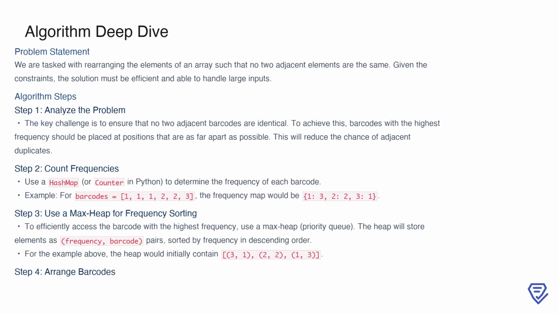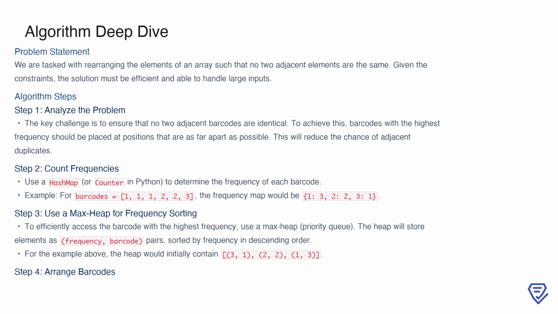In this problem, we need to rearrange the elements of an array so that no two adjacent elements are the same. This is challenging because we must carefully manage the placement of elements to avoid duplicates while ensuring the solution is efficient and scalable. The first step is to analyze the problem. The key here is to distribute the most frequent barcodes as far apart as possible. This minimizes the risk of adjacent duplicates.